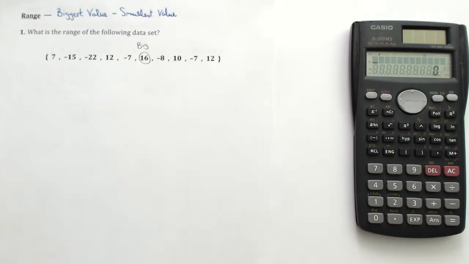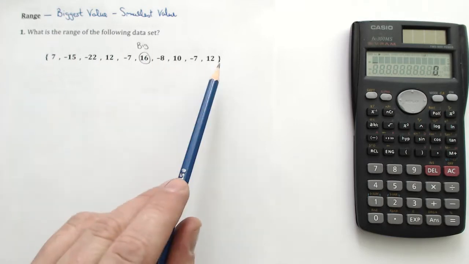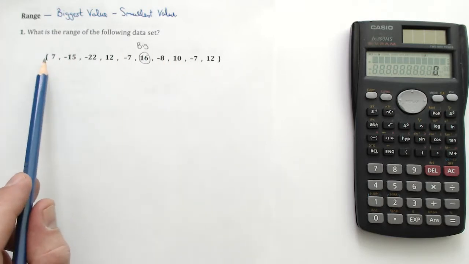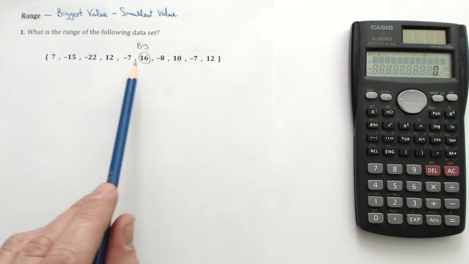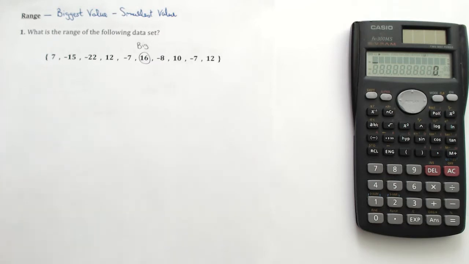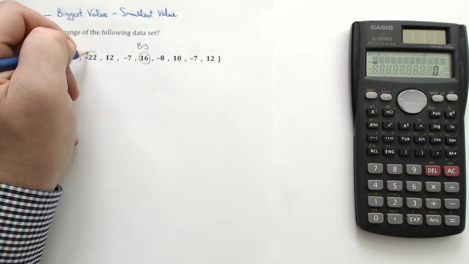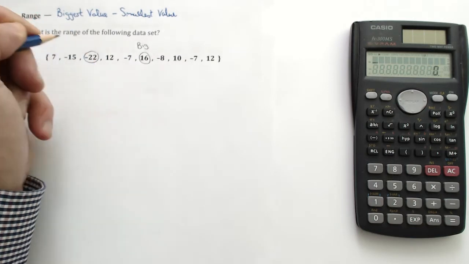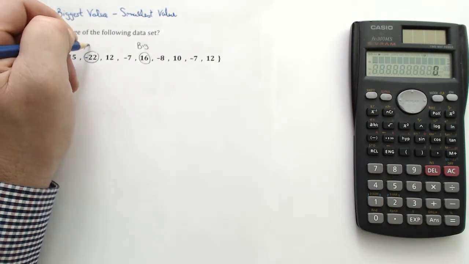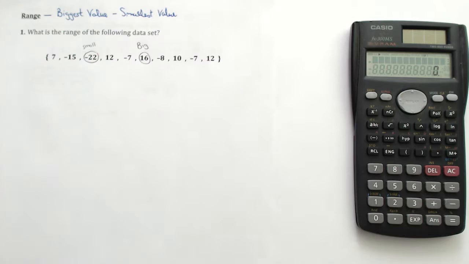And now I'm going to look for the smallest number. And since there's some negatives in here, obviously we're going to want the largest negative number to be the smallest number. And that's right over here. Negative 22 is as small or as low as this distribution gets.